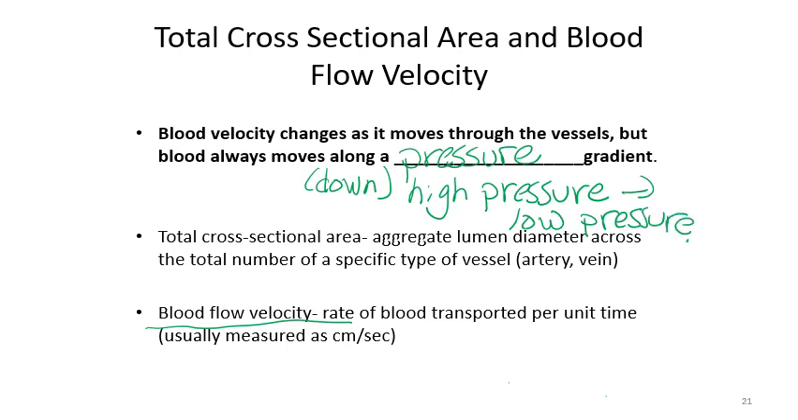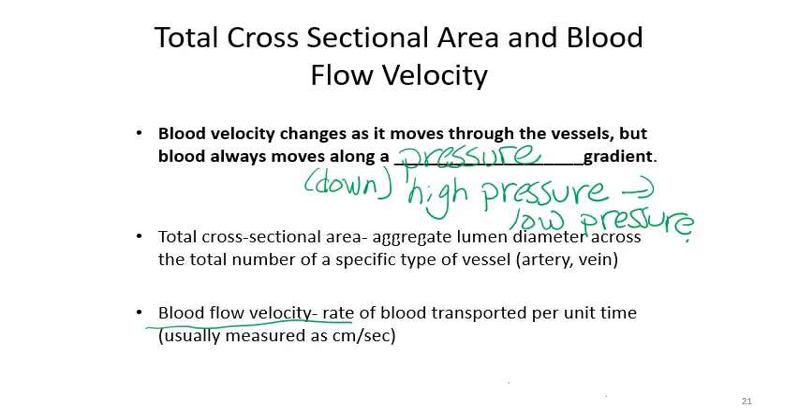So total cross-sectional area, I'm going to read you this definition, then I'm going to explain it. The aggregate lumen diameter across the total number of a specific type of vessel. So think about it as you've got a certain amount of space inside your blood vessels. How much space across your body is in the arteries? How much space of your total vessel space is inside capillaries? That's what this total cross-sectional area is, just how much space is available in all the arteries together in your body.